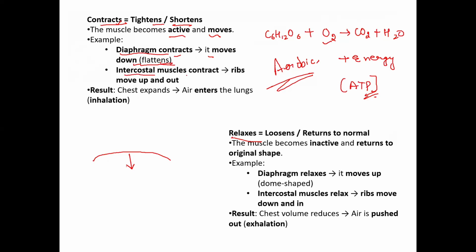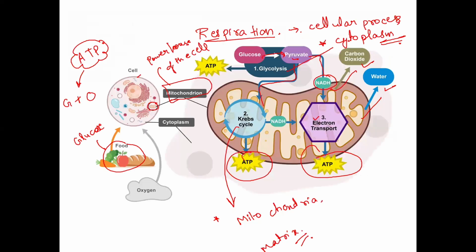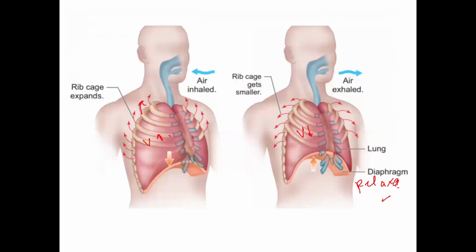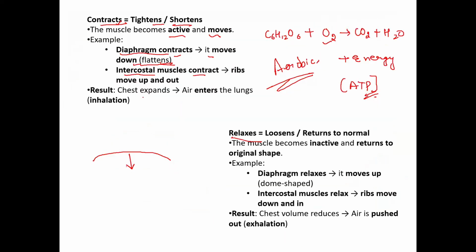The intercostal muscles contract. What are intercostal muscles? This is a rib cage. This is rib 1. This is rib 2. The muscle between rib 1 and rib 2 is called the intercostal muscles. These are flexible muscles that basically help in the contraction and relaxation of the entire chamber. So as a result, the chest expands, air enters the lungs, inhalation.